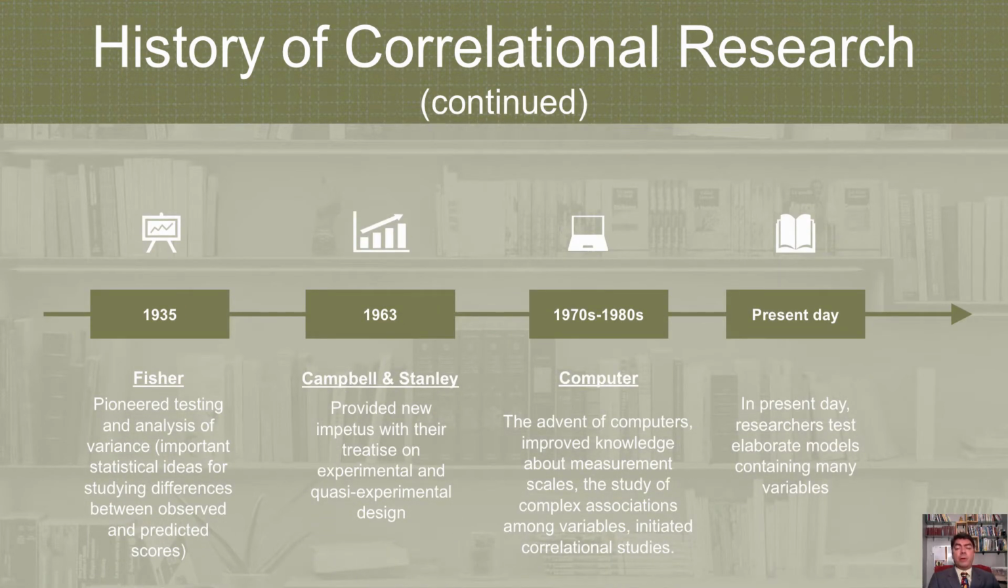In 1935, Fisher pioneered the testing and analysis of variances. Following that, in 1963, Campbell and Stanley provided the paper in which they spoke of the experimental and quasi-experimental design. In the 70s and 80s, the advent of computers improved ways to measure complex scales and other studies. Today, researchers test elaborate models containing many more variables.